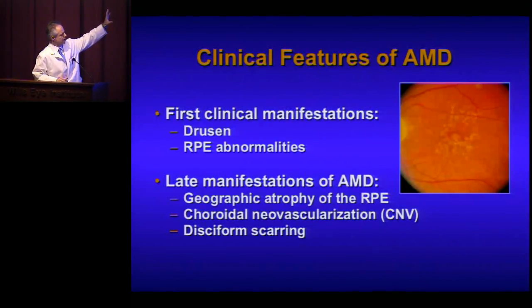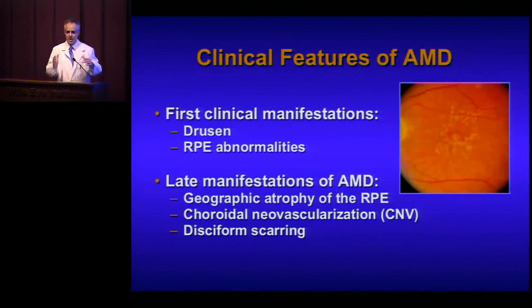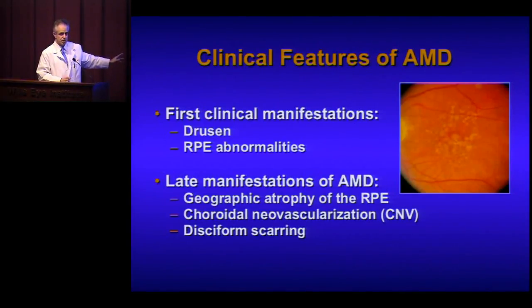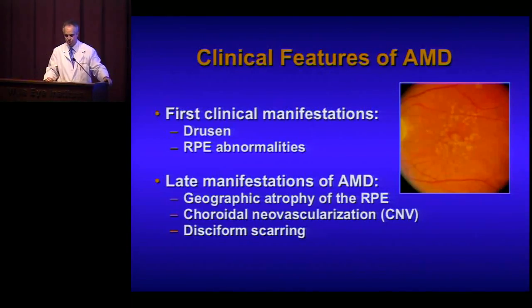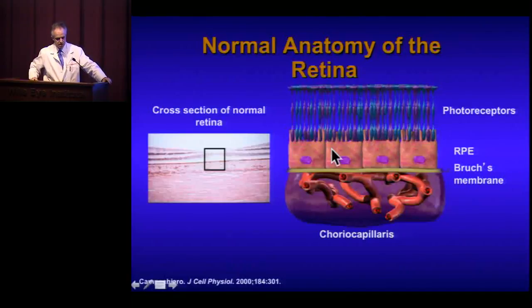A lot of times also people will use the terms early and late AMD, and early, of course, would be dry to a mild to moderate degree, and late would be either advanced atrophy affecting the fovea, causing decreased vision, or neovascularization. And untreated neovascularization will commonly lead to disciform scarring and therefore severe vision loss, and we'll go through this.